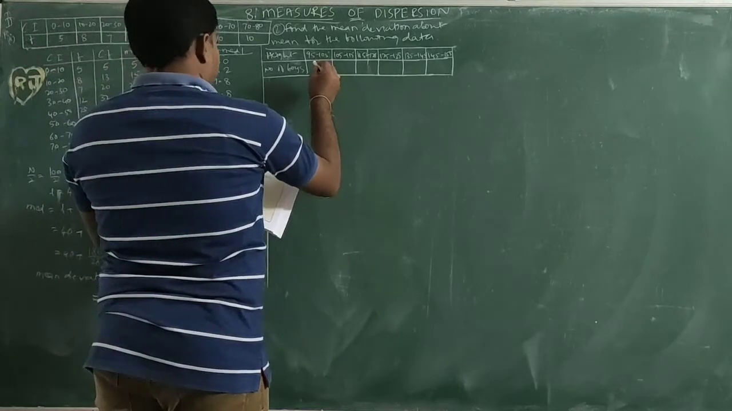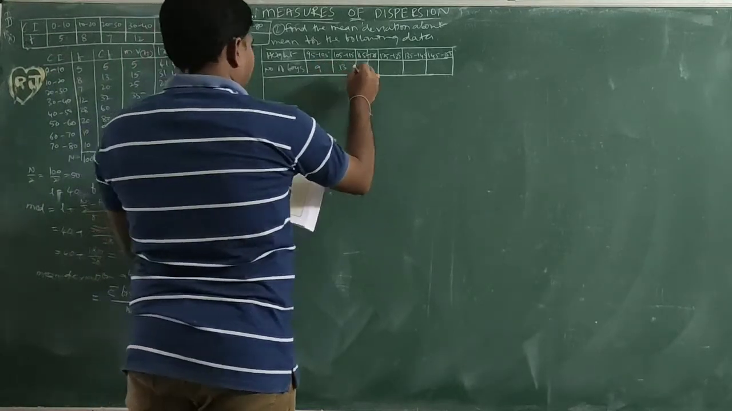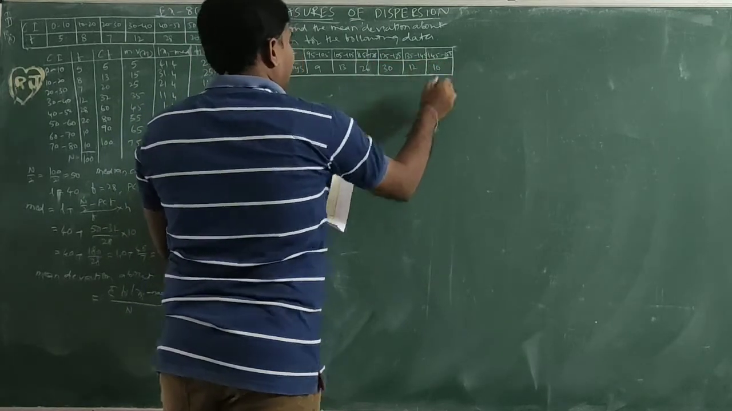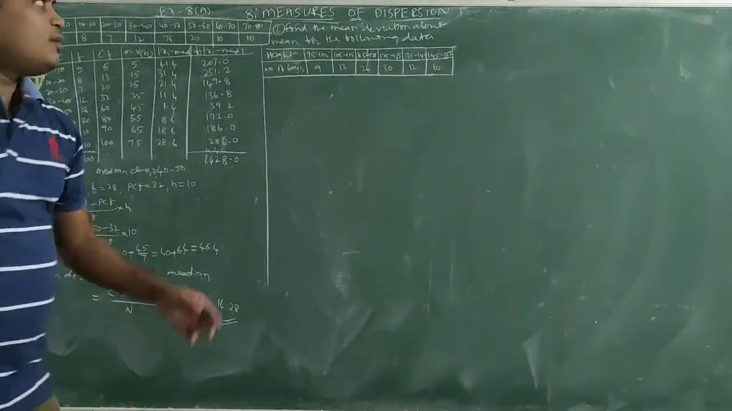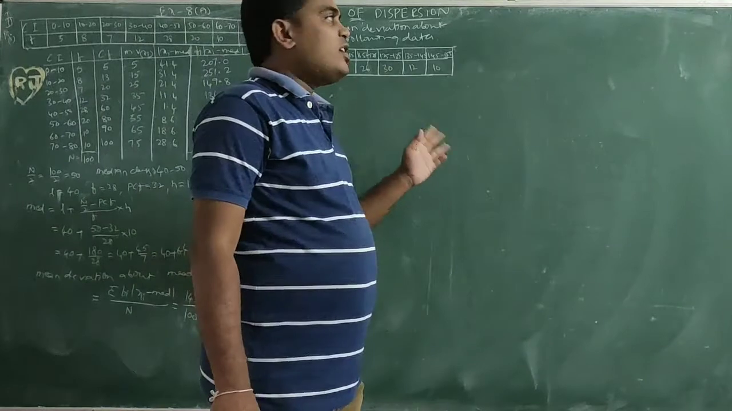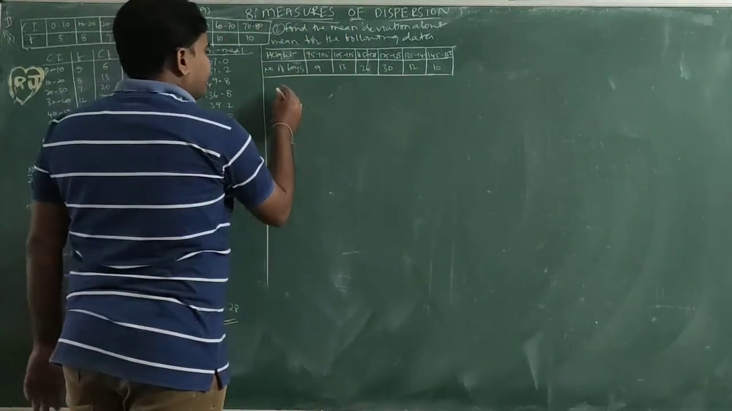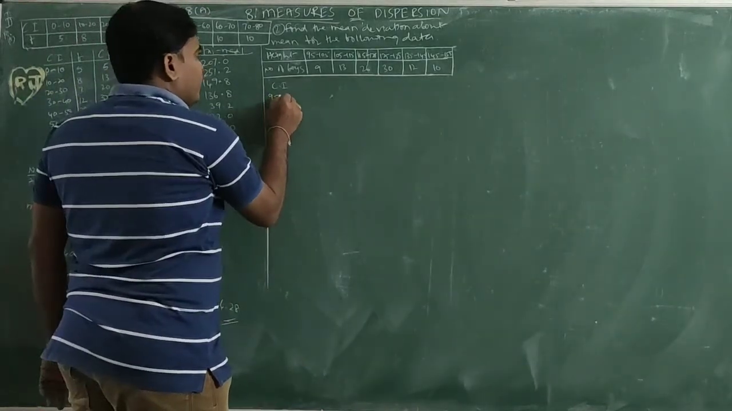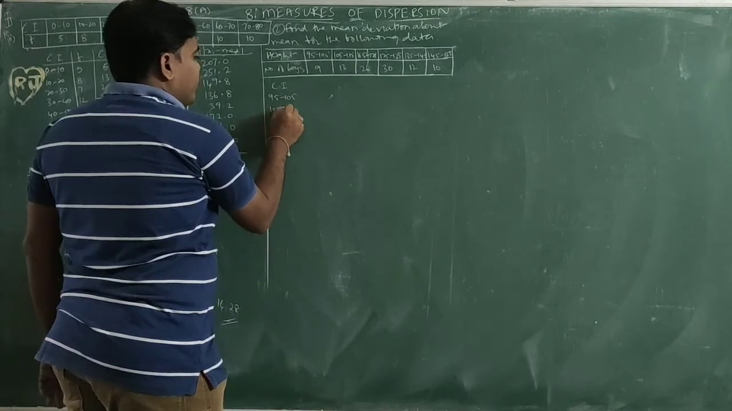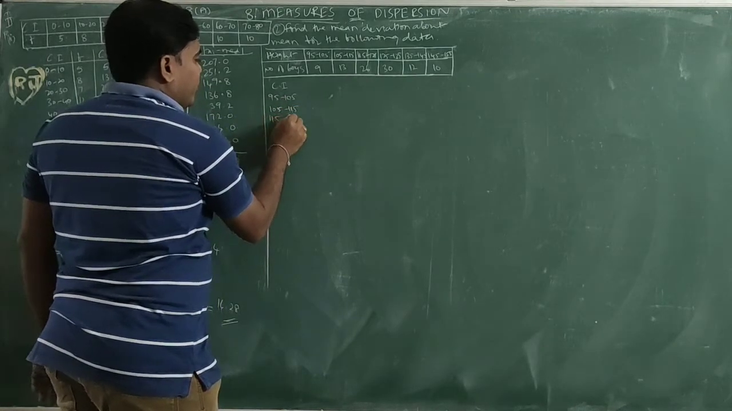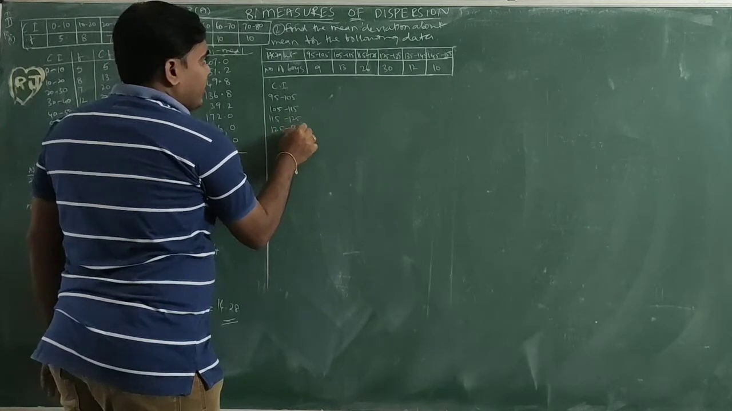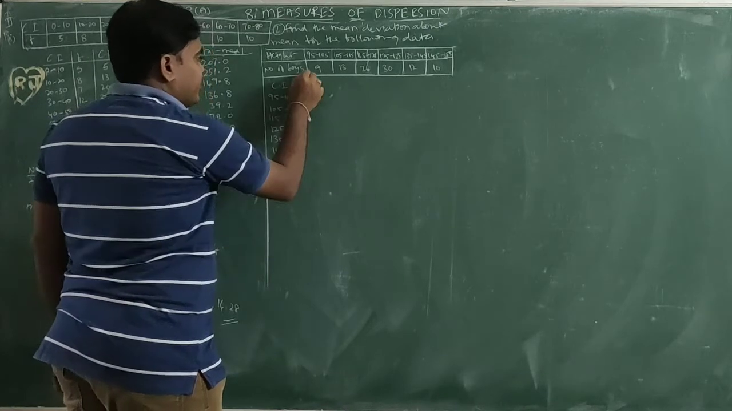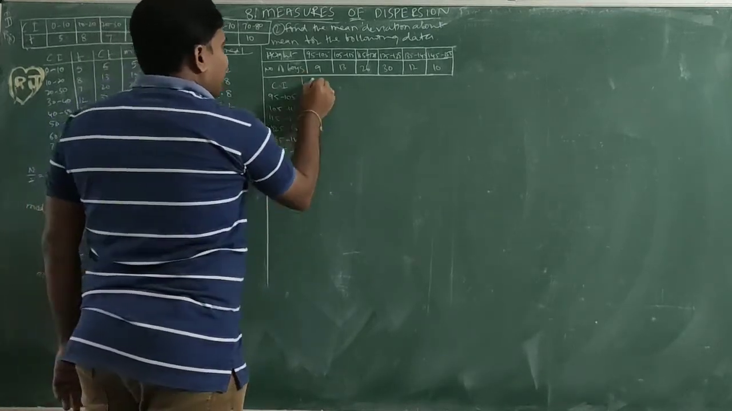Heights 9, 13, 26, 30, 12, 10. So in the previous problem we found mean deviation about median. Here we need to find mean deviation about mean. So first, class intervals. I want to find mean. Class intervals 95 to 105, 105 to 115, next 115 to 125, 135 to 145, 145 to 155. These are class intervals. Now frequencies.